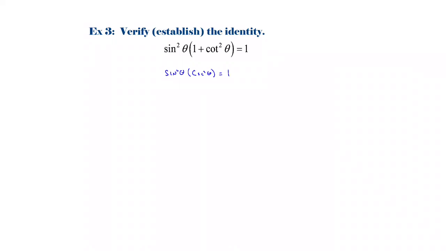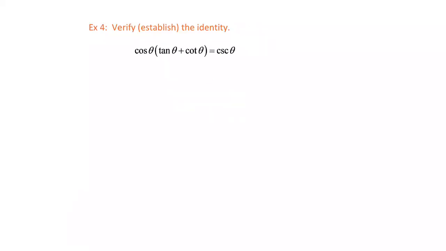And now, if we look, sine squared and cosecant squared are reciprocals of each other. So sine squared of theta times cosecant squared of theta is sine squared over sine squared of theta. The sine squareds cancel out, so therefore 1 is equivalent to 1. So once again, we've established, or proved, that sine squared of theta times 1 plus cotangent squared of theta will always equal 1.